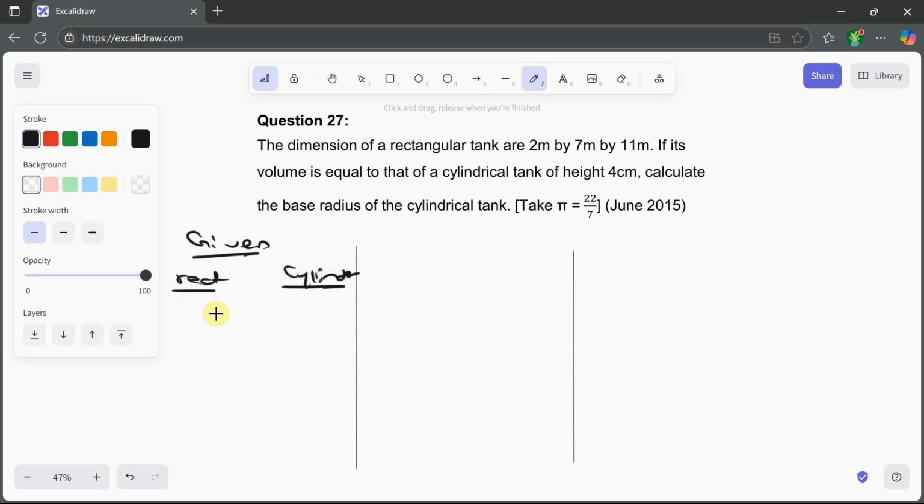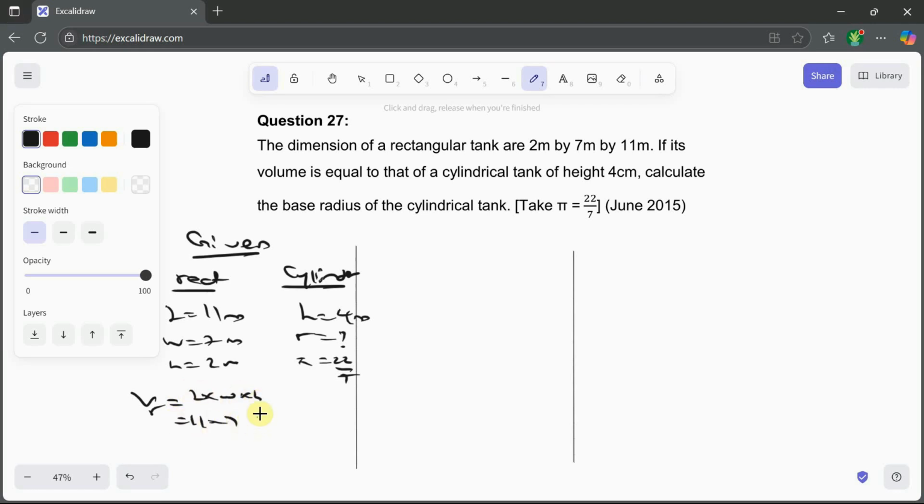So let's separate. The L is 11 meters, the width is 7 meters, the h is 2 meters. I could have swapped one for another, but I don't care. For the cylindrical tank, the height is 4 meter. We're told to find the radius. We're told that pi is 22/7. So the volume of this rectangular tank will be length times width times height, which will be 11 times 7 times 2.